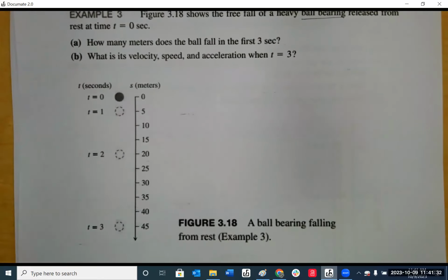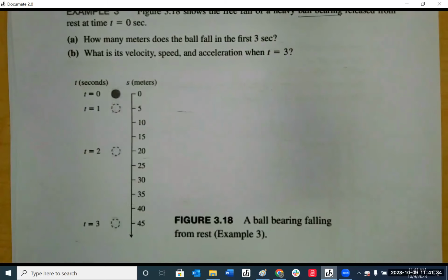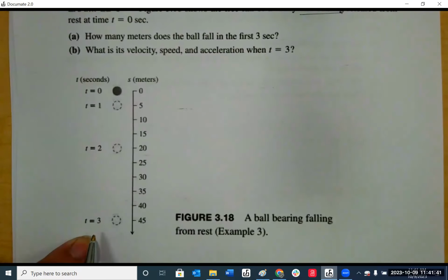It's the first 3 seconds, right? How many meters does it fall in the first 3 seconds? So after 3 seconds, is it like 1 to 3, or what does that mean? I'm a bit confused. Plus 3 seconds, so it's like 1, 2, 3. At the third second, how far is it falling? So it's like 5 to 45. That's what it means.